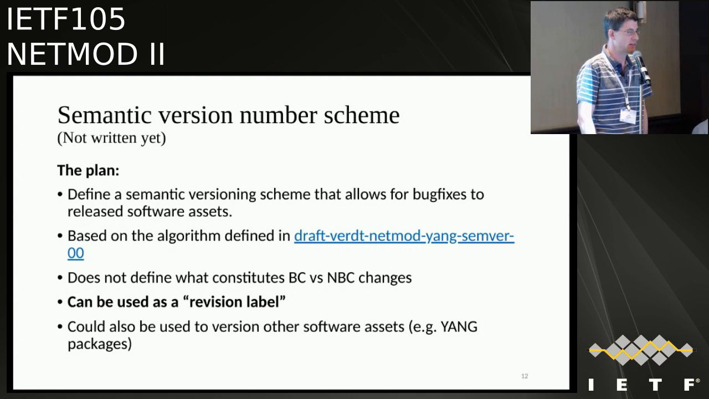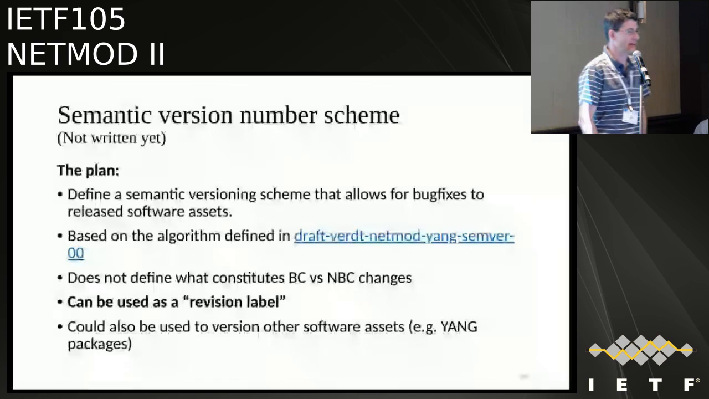assets when necessary. The main change is that it doesn't now need to define what constitutes a backwards compatible or a non-backwards compatible change. That would be assumed to be defined outside this. And this is what will be used, we expect, at least for some people, as a revision label. So effectively, the revision labels you have will use this semantic versioning scheme, so you end up with a semantic version for your YANG modules.